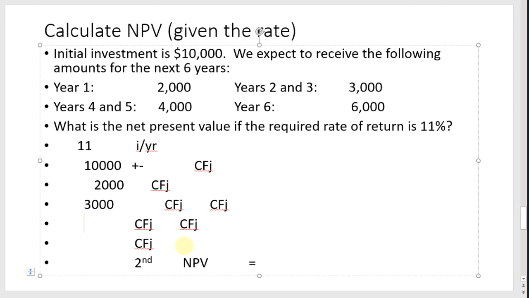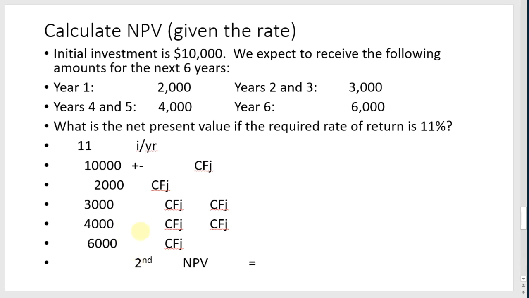Same thing for years 4 and 5. We're getting $4,000. So key in 4,000, hit your cash flow key 2 times. It flashed CF5. Now in year 6 we get 6,000. So we're going to key in 6,000 and hit cash flow. So we've put in all our cash flows.